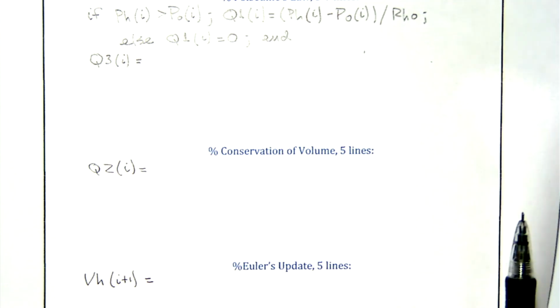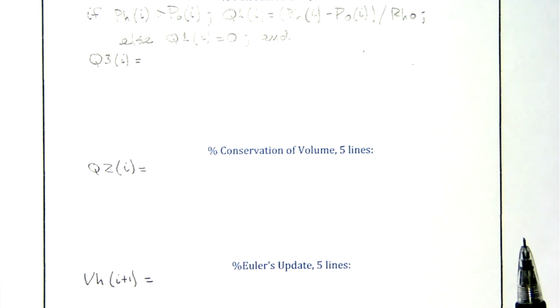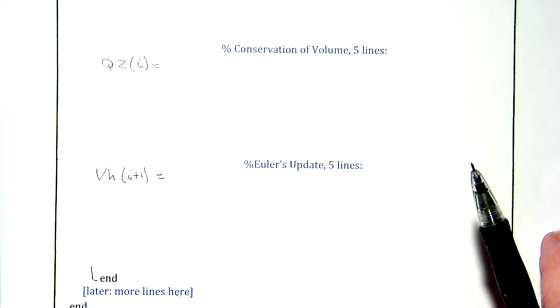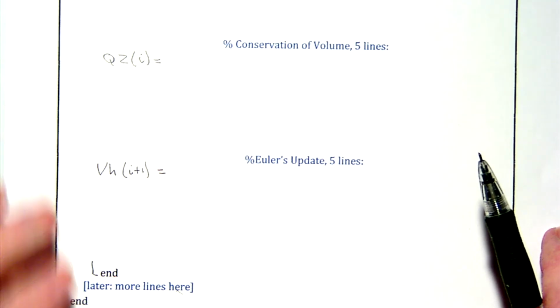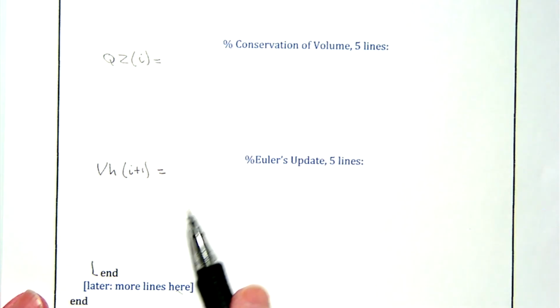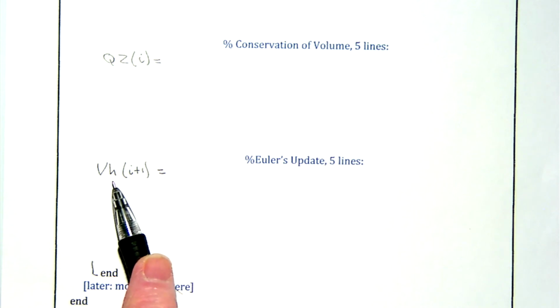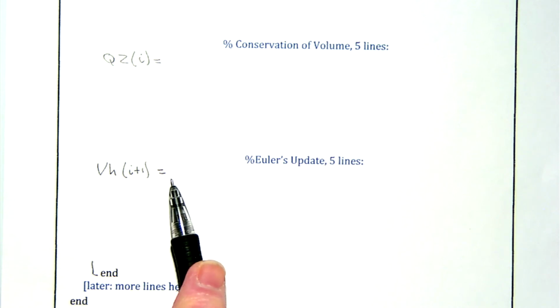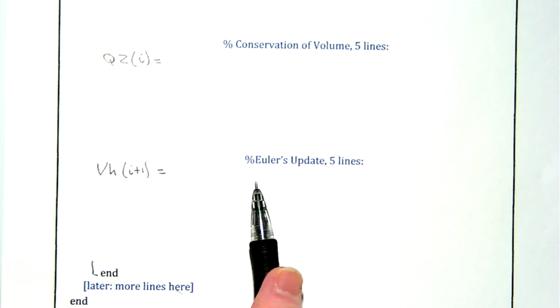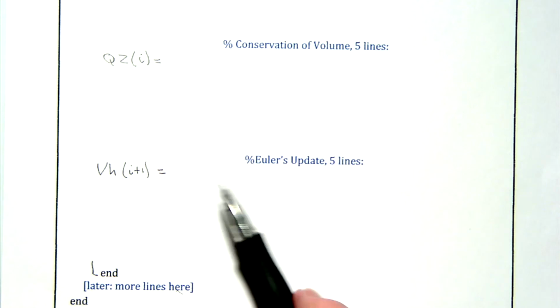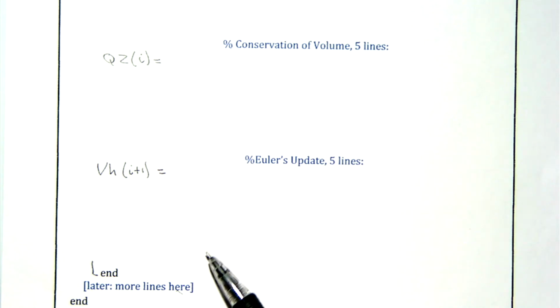And then we'll finish up with the segment that represents the update of each of the volumes using Euler's method here, 5 lines, where the next time step of the volume, say in the heart, is based upon the previous time step volume plus the flow going in or out of the heart at that particular time. And there'll be 5 lines here, and I'll let you write those 5 lines in by hand. And then we come to the end statement that ends the inner for loop.